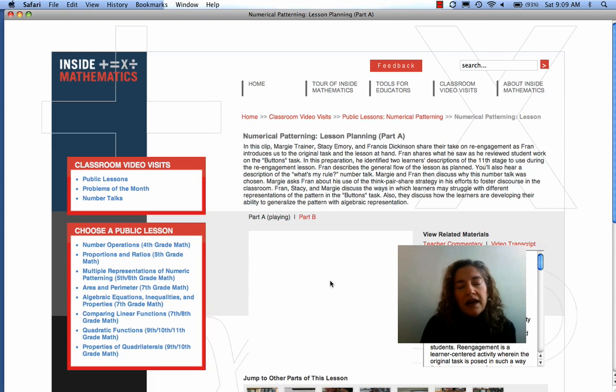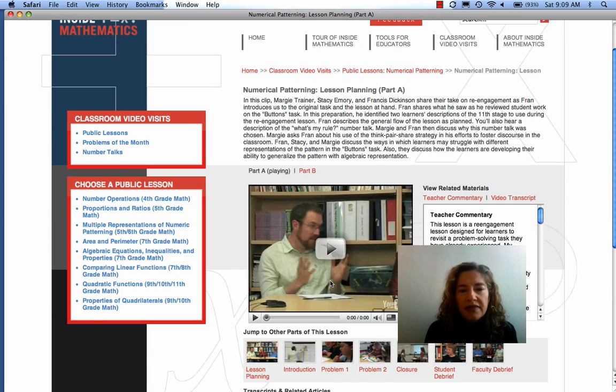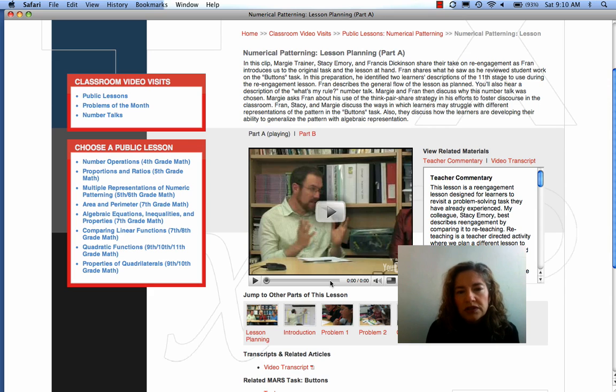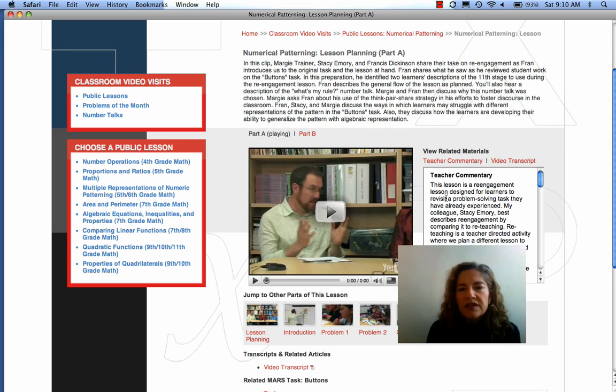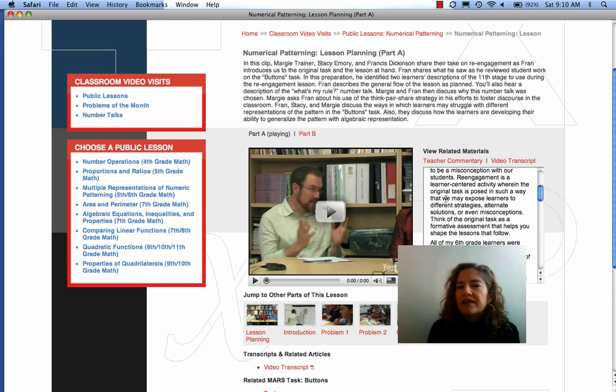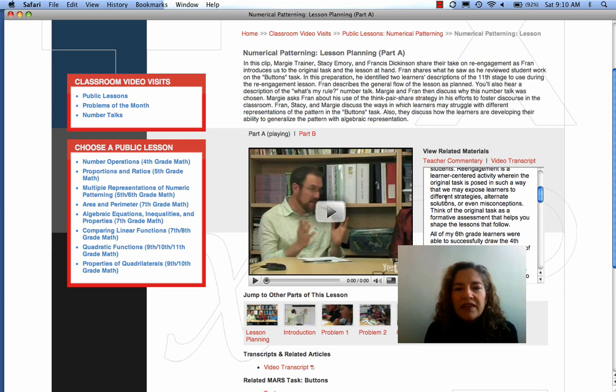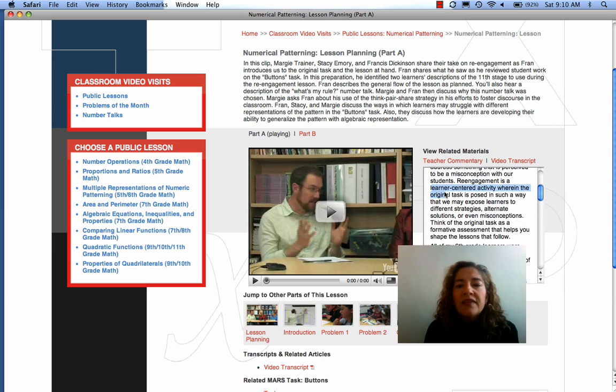We have Dickinson planning this with his math coach and other faculty at his school, and talking about how they're revisiting this problem-solving task that they'd already experienced. And he explains somewhat of how he approaches this idea of re-engagement. He talks about it as a learner-centered activity wherein the original task is posed in such a way that we may expose learners to different strategies, alternative solutions, or even misconceptions. So he's using this task and visiting it twice as a form of formative assessment.